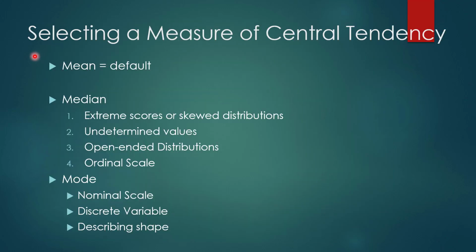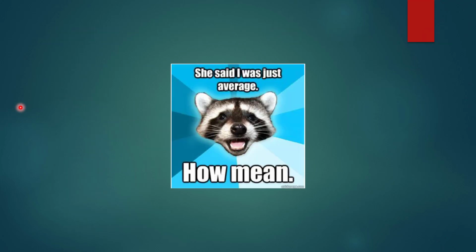And here's another summary of how to select measures of central tendency. Our mean is our default. It's best used with a normal distribution. The median, think of it in terms of extreme scores or skewed distributions, and the ordinal scale as well. The mode is best for nominal scales. And then there are some other things in terms of statistical measures. So hopefully that'll help you refresh your memory about measures of central tendency, and then you can go on and complete the lab with no problem.